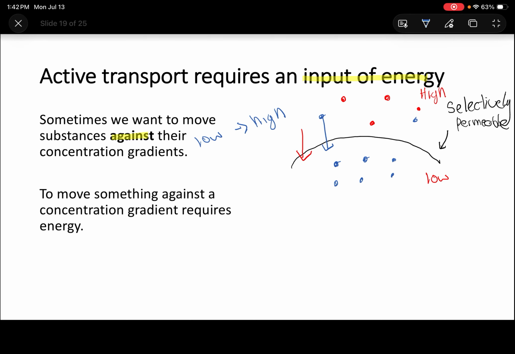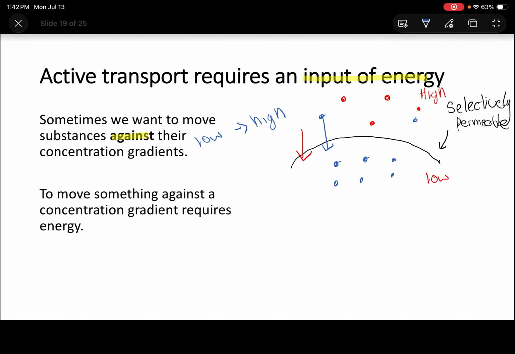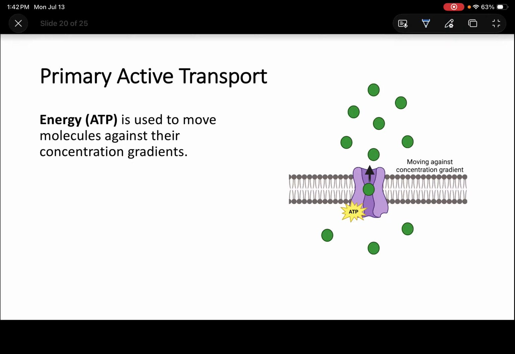And so, like I said, this is going to require energy. And that energy is going to come in two forms. It's going to come in ATP or the movement of another molecule. So let's talk about the first type of active transport, which we will call primary active transport. Now this one's going to be the easiest to understand because this is going to use energy in the form of ATP. Remember, ATP means adenosine triphosphate. This is our energy molecule in our cell. This is the molecule that we use to do all types of chemical reactions that require energy. So primary active transport is going to use ATP to move molecules against their concentration gradient.